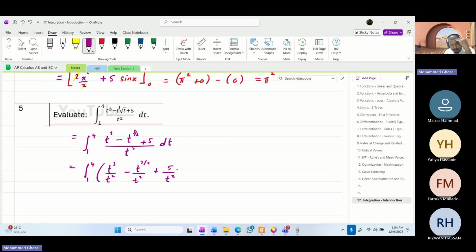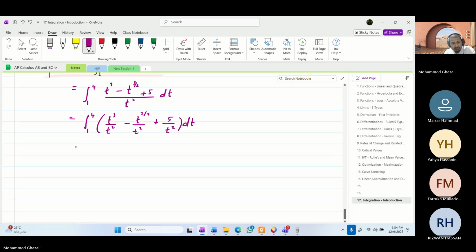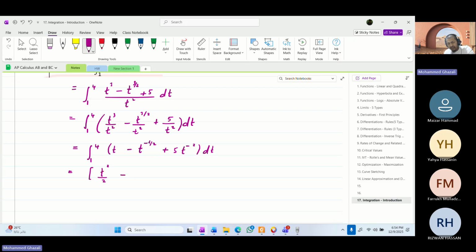And now put it in power form. t to the power 1/2 minus t to the power negative half. 1.5 minus 2 is negative half, plus 5 t to the power negative 2. And this is just power rule, right? So that's t squared over 2. Add 1 to the power here: t to the power half divided by half, plus 5 t to the power negative 1, add 1 divided by negative 1, from 1 to 4.